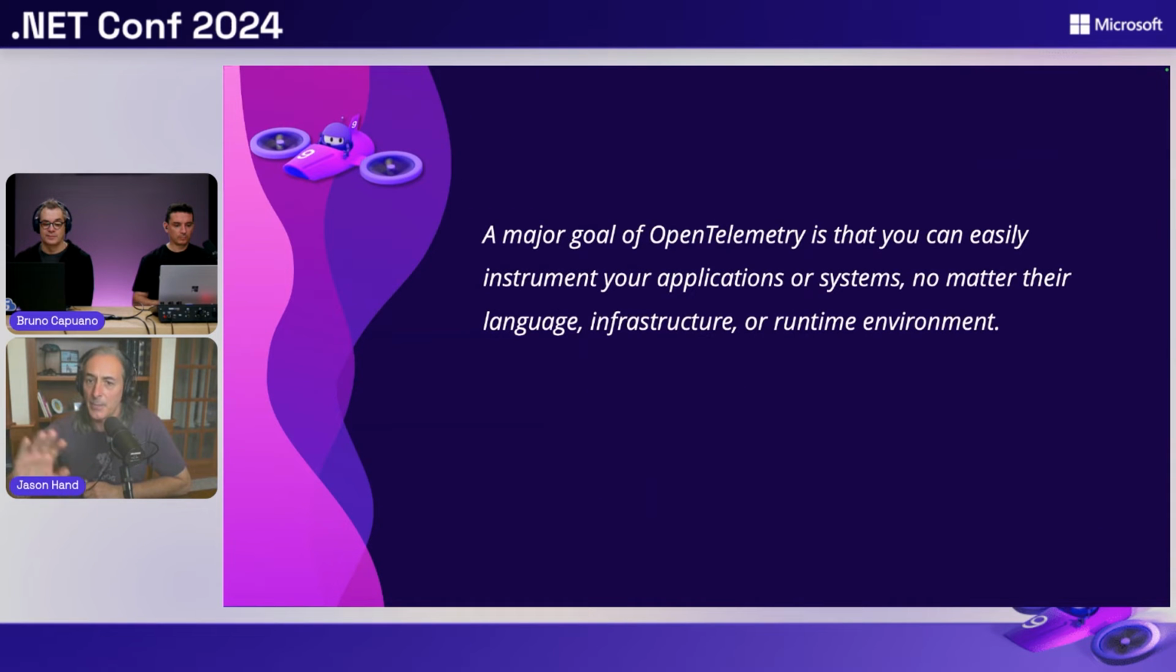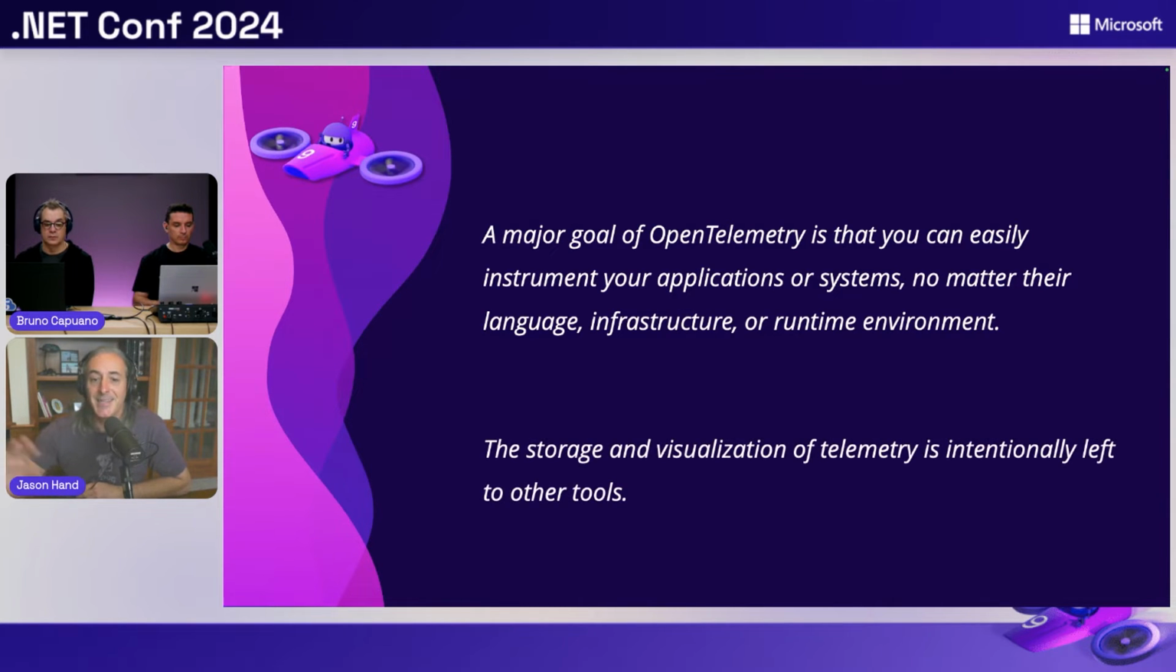And I think just a couple other points I want to make is that the goal of OpenTelemetry is just to make it super easy for you to instrument an application or a system, no matter what language, no matter what infrastructure or runtime, and then send that someplace so that you can do more with it, make sense of your data, and help your business. And so the storage and the visualization of that telemetry is intentionally left to other tools. And maybe that's Datadog, maybe that's Prometheus, maybe that's App Insights. We're going to look at a couple of options today.